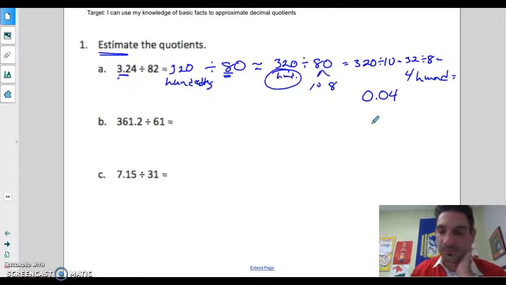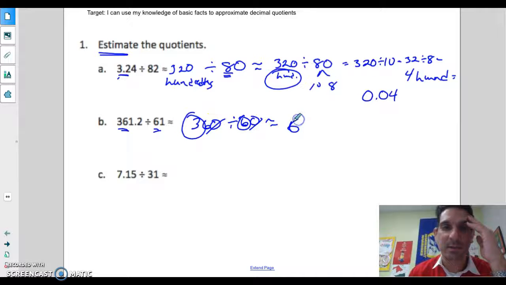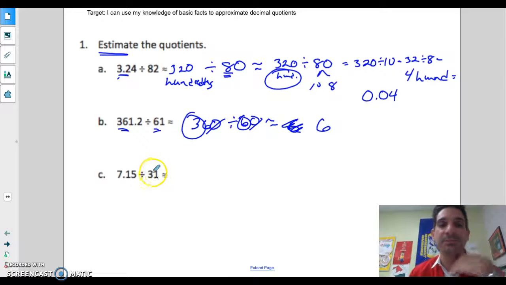Next one. This one I'm going to round to 60. This is 361 and 2/10. Well, I'm going to round this. A multiple of 6 that's around 36 is 360. So I'm just going to round this to 360. Now, I'm going to say, divide by 6 is 6, divide by 10, and that's 6. So a good estimate for this one is 6. That is a horrible looking 6. There it is. Okay.